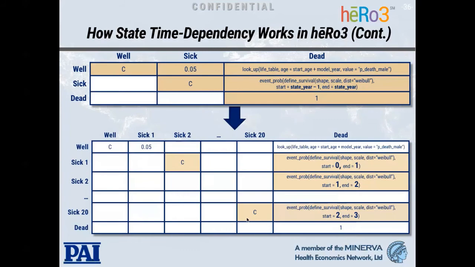So any questions about state time dependency, or using survival distributions to calculate these transition probabilities that we covered in this example?